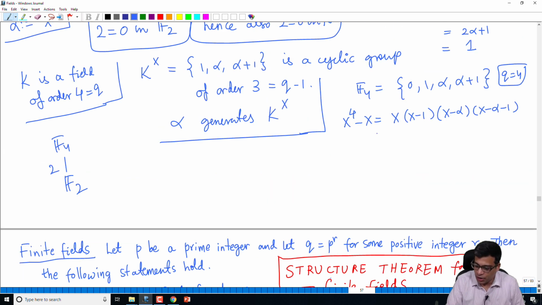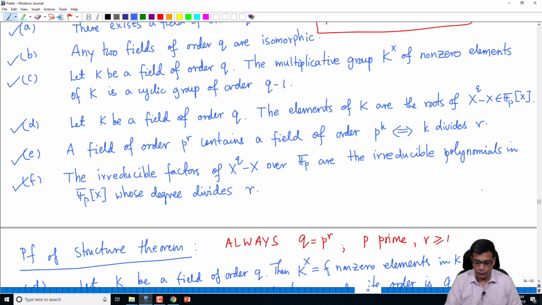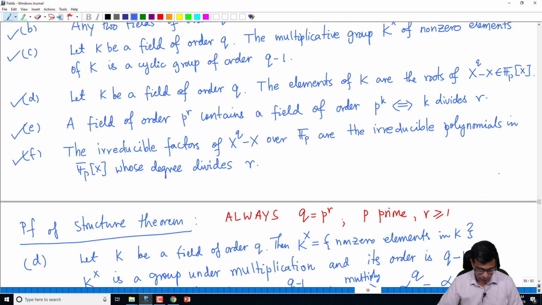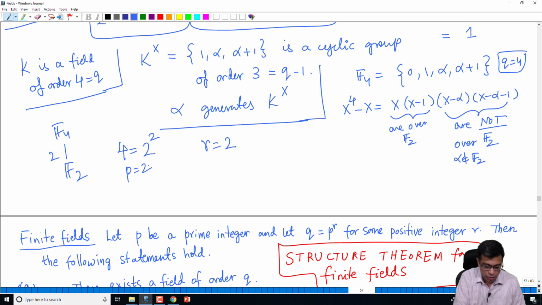Remember, these are over F2. These of course are not over F2 because alpha is not in F2. So the irreducible factors of x power 4 minus x over F2 are the irreducible polynomials in F2 whose degree divides r. In this case r is 2, because 4 is 2 squared. Remember, p is 2 here, r is the exponent which is also 2. So we are looking for irreducible factors whose degree divides 2.